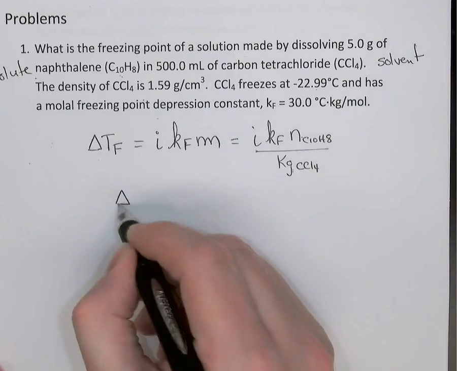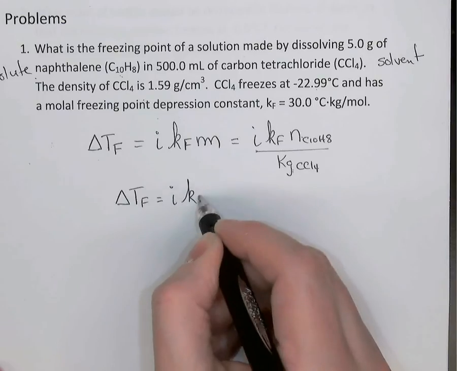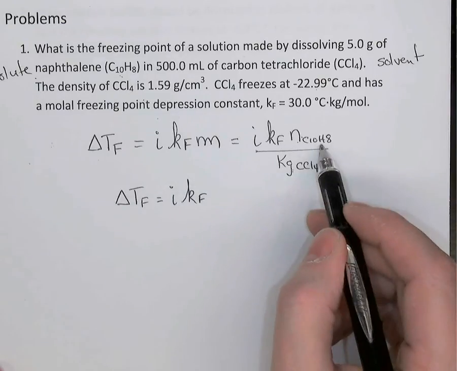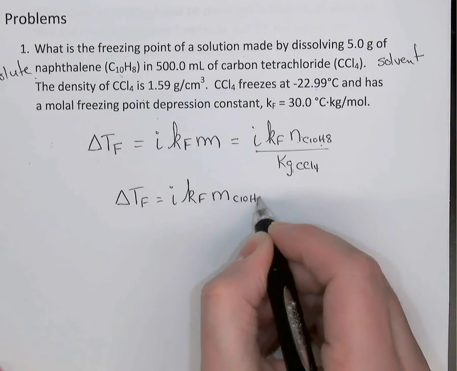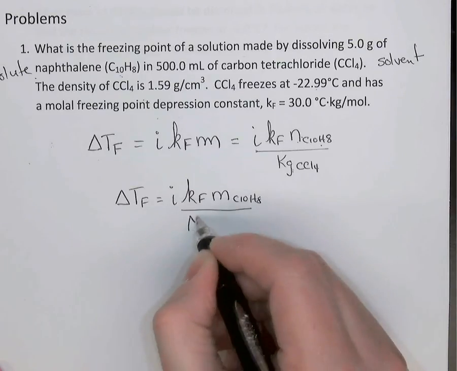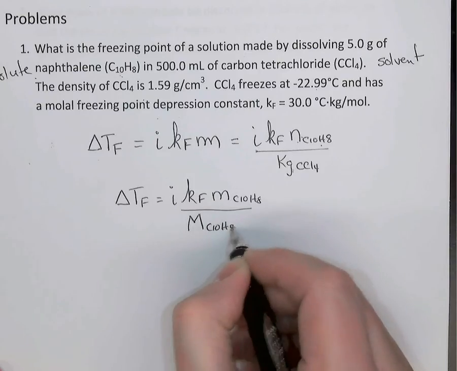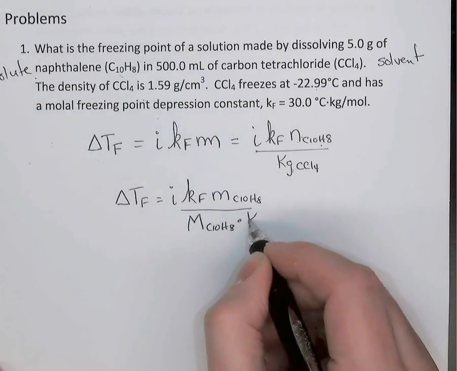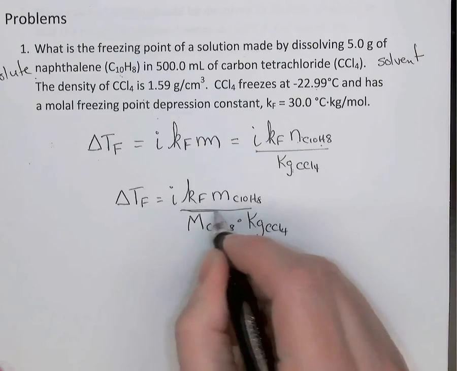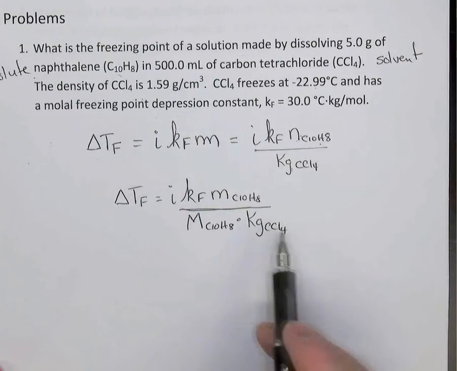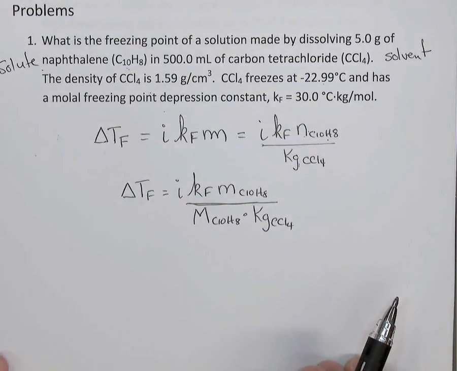So we could actually say that delta Tf is equal to i times Kf, and instead of moles of naphthalene, we could say mass of naphthalene divided by the molar mass of naphthalene. That's going to give us the moles of naphthalene, and then we still have the kilograms of CCl4 in our denominator as well. So there we've got sort of an exploded version of the freezing point depression equation.